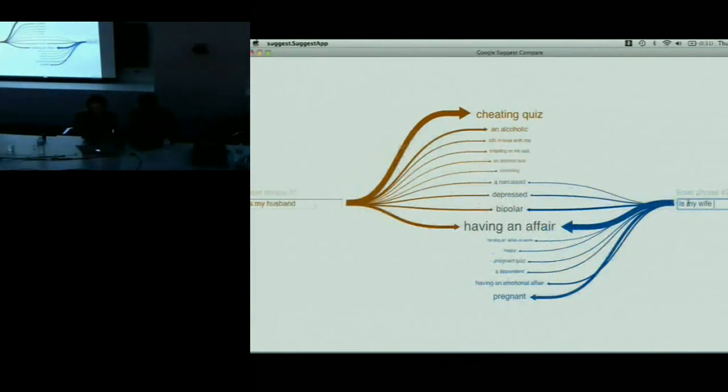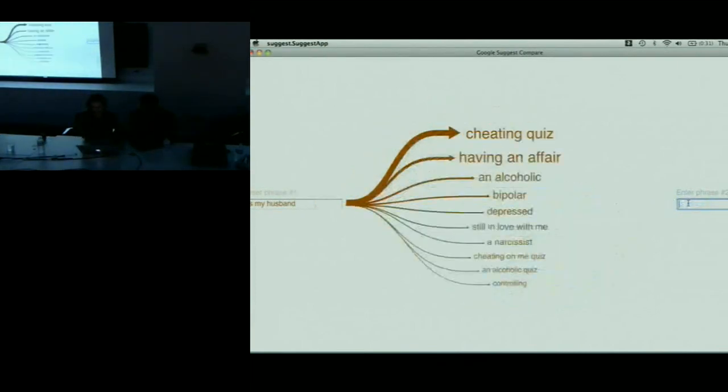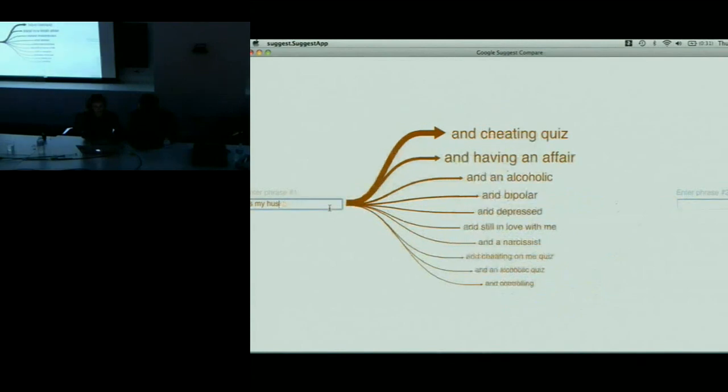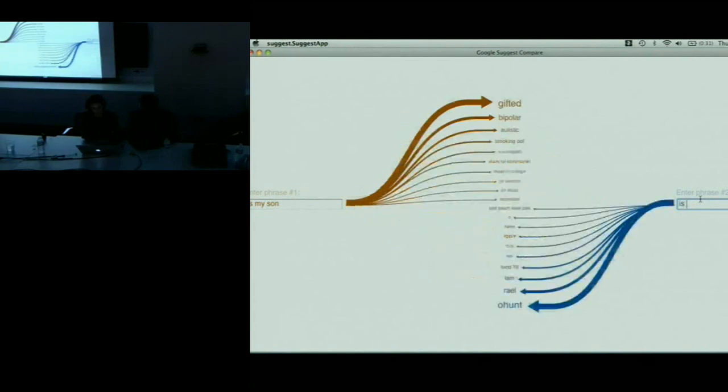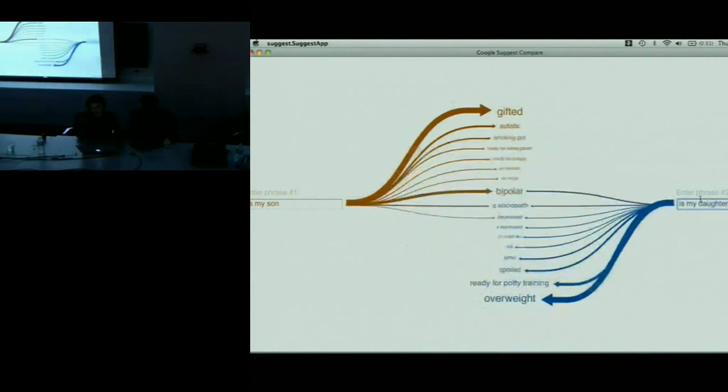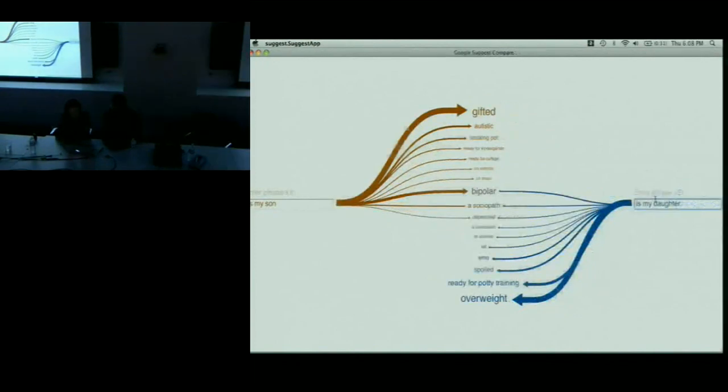So continuing on with the family life theme, how about turning to kids? Is my son versus is my daughter? And you can get a sense of the different anxieties that parents have depending on the gender of their kids. I will say that we have shown this at various different places in the country. I don't know what Google is doing with this because I have no inside information on that.